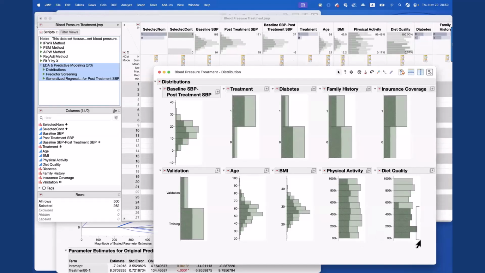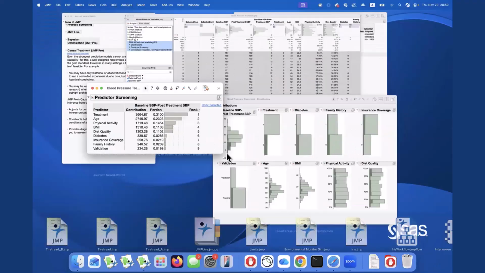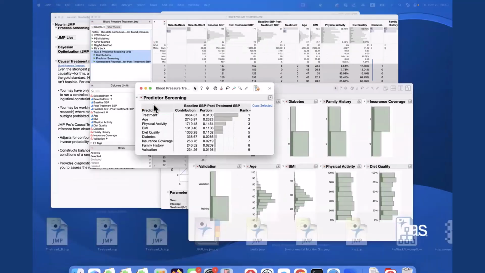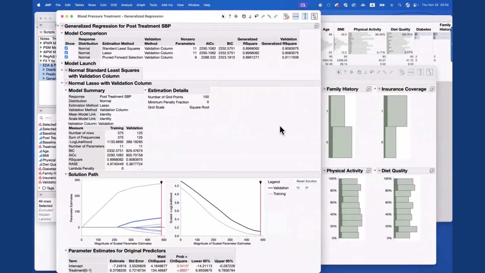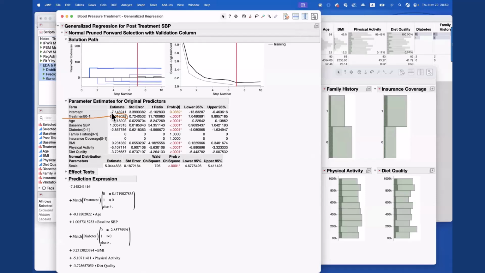It's important. So there we have it. None of these were really as big as we saw with the treatment. Not even close. Not even half as much. Age and physical activity looked important. We could confirm that with a predictor screening, and it's showing those same things as being important. So everything looks as if, I run a model on this, I run a lasso, and yeah, it says using the treatment drug is 8 points better, 8.5 points better on blood pressure.